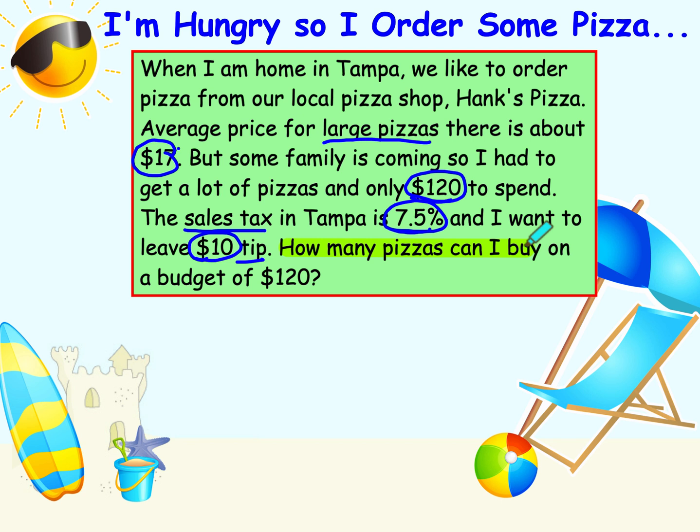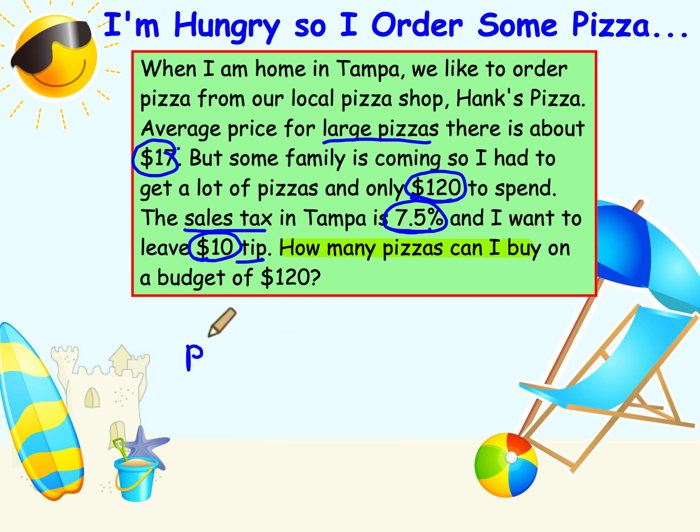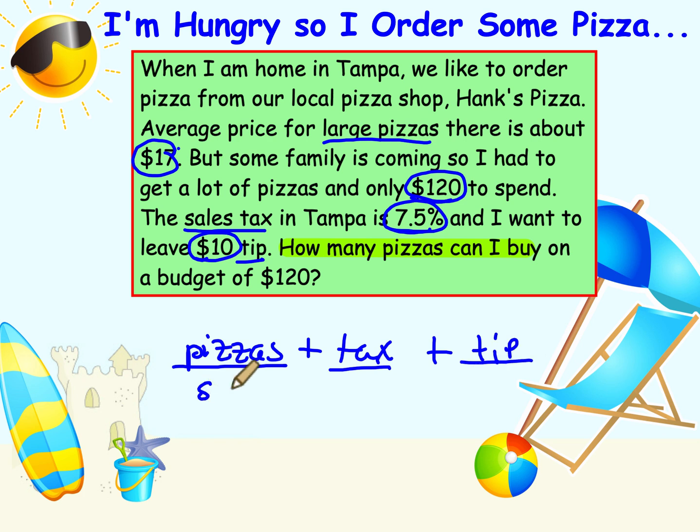Okay, so let's think about this. There are 3 things that are going to go into my budget. I have to pay for the pizzas, I have to pay the tax, and I have to pay the tip. So pizzas, let's say they cost $17 each. This is going to be per pizza, so I'm going to have to pay that more than once. If I buy 100 pizzas, I have to pay $17 per pizza. And I'm not going to buy 100, obviously.